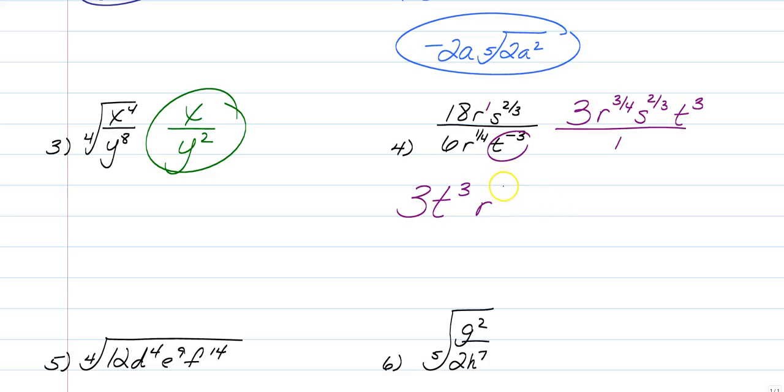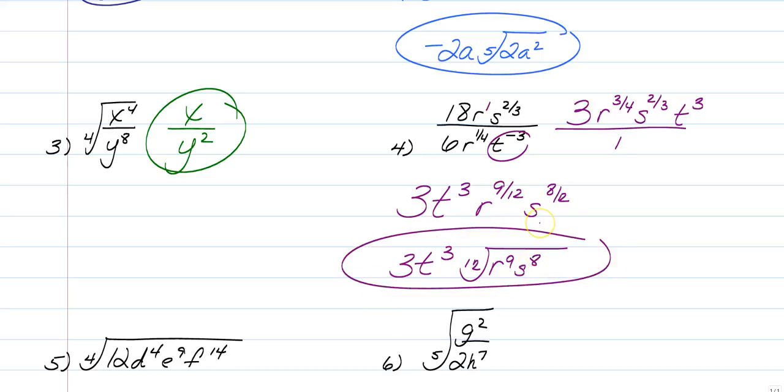And that would be 12. So that would be 9/12 and s to the 8/12. Now we have the same denominator, which means we have the same radical. So we can rewrite this final answer as 3t cubed and then the 12th root of r to the 9th and s to the 8th. And now we're finished with that example.